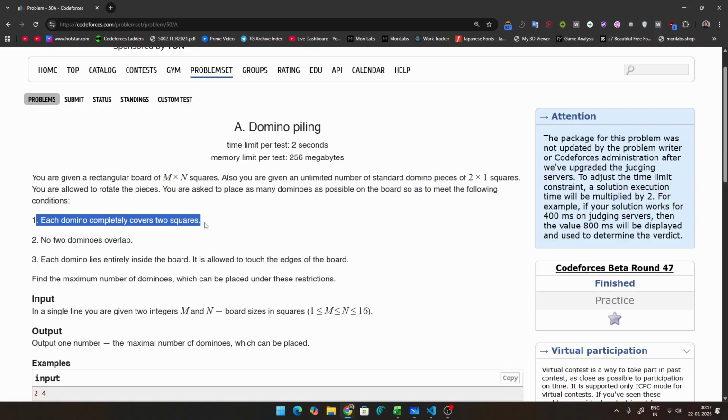Each domino completely covers two squares. Makes sense? No dominoes overlap. Each domino lies entirely inside the board. It is allowed to touch the edges. That is, the domino should not go outside of the board. It should not overlap, and it should be placed inside the board alone.